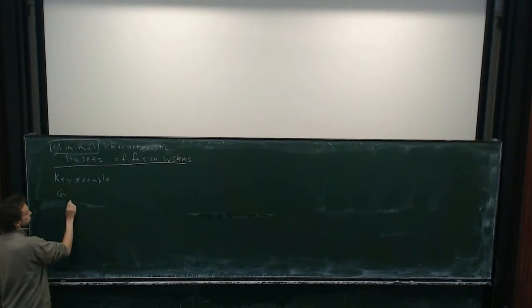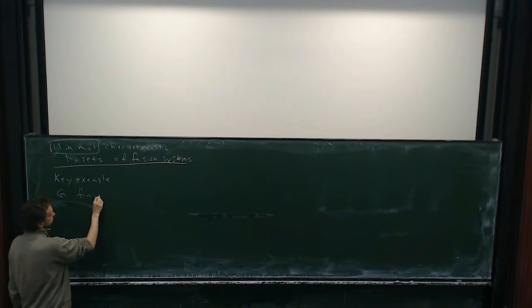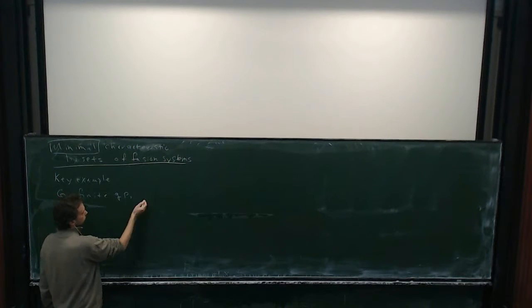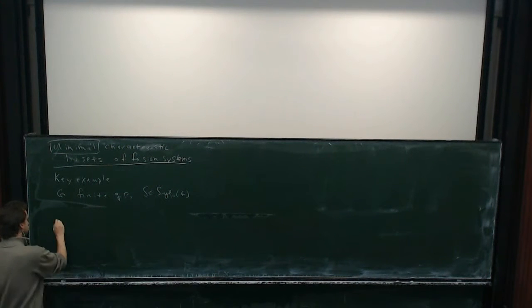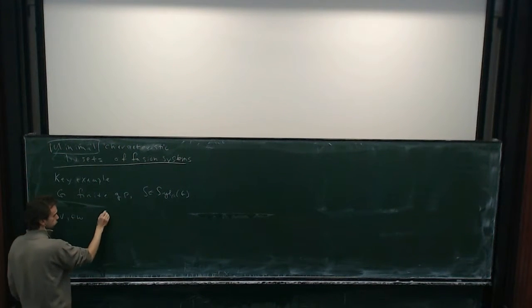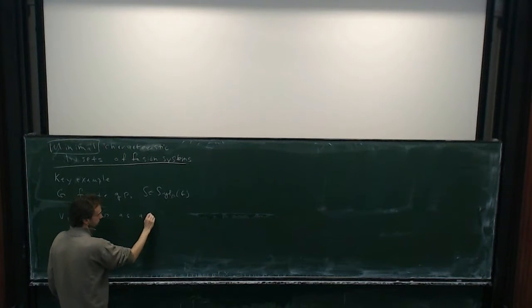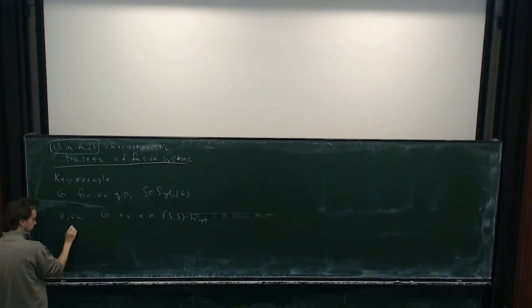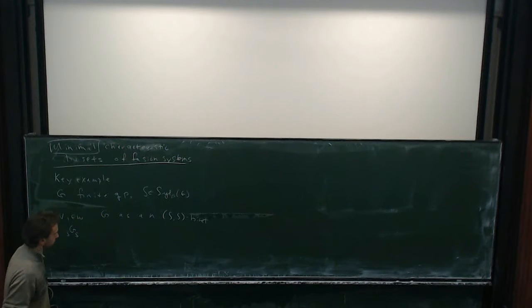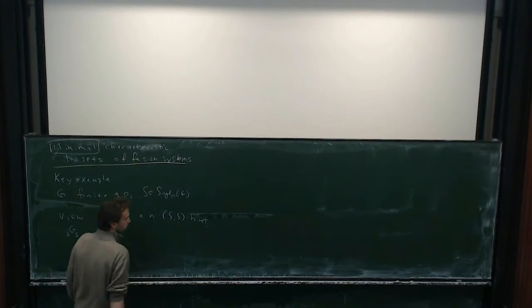So imagine that we have G, our finite group, S, a Sylow p-subgroup of G, and so we want to view G as an S-S biset, which maybe we'll denote G with some decoration, like this.